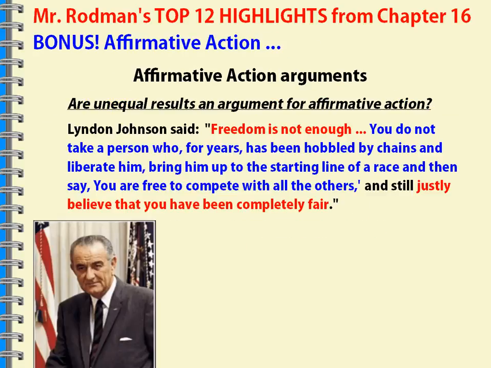The quote from President Johnson was what I talked about in class about equity versus equality. He said, "Freedom is not enough. You do not take a person who for years has been hobbled by chains and liberate him, bring him up to the starting line of a race, and then say, you're free to compete with all the others and still justly believe you've been completely fair."